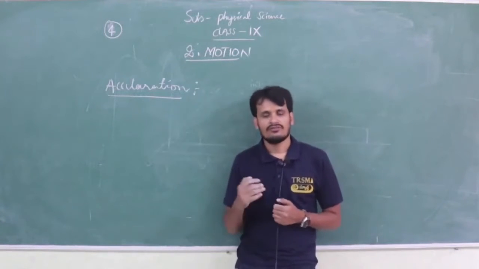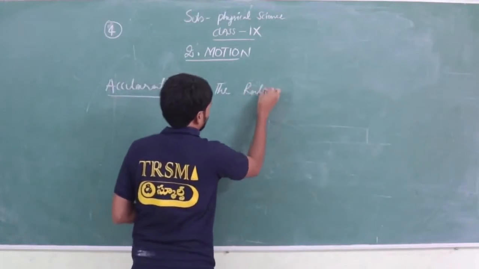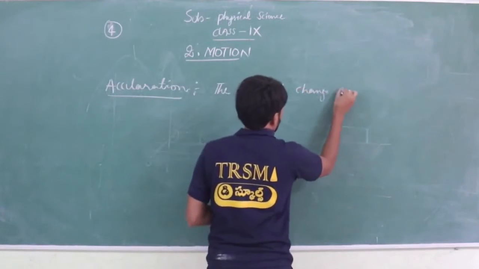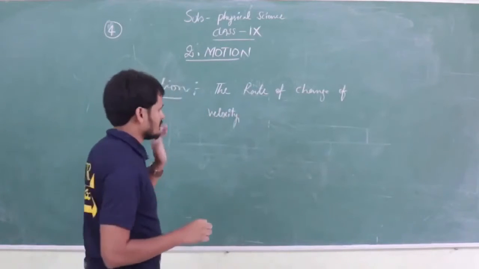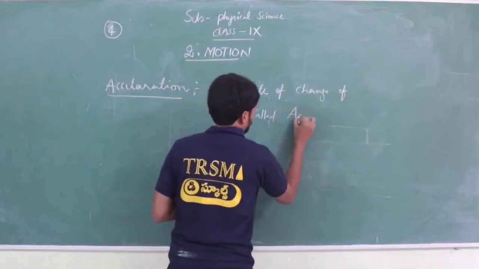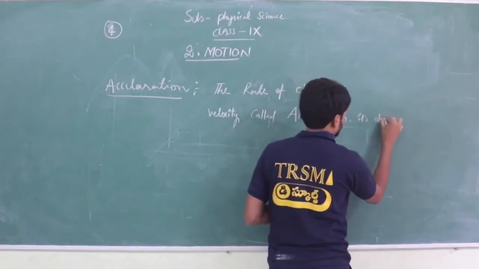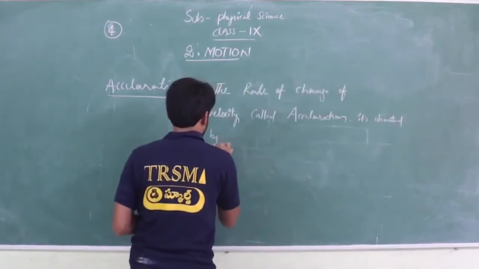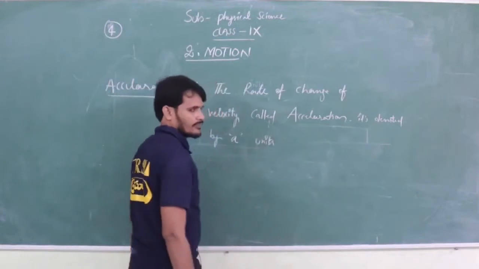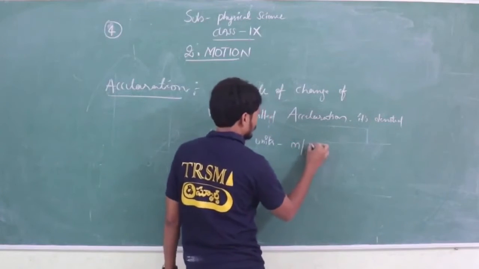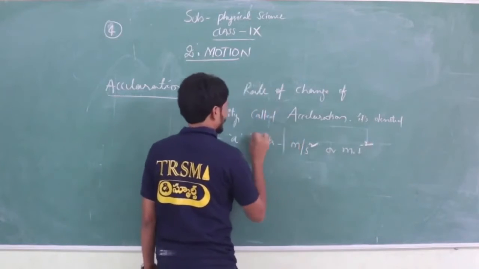Let's see what is acceleration according to the view of physics. So let's define that the rate of change of velocity is called acceleration, and it's denoted by small a, and the units for acceleration are meter per second square. These are the units for acceleration.